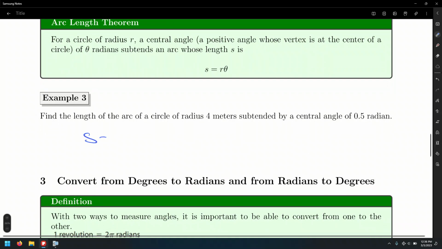So S equals R theta, that is the radius, which is 4 meters, times the angle, which is 0.5. And that's simply 2 meters. Very simple calculation.